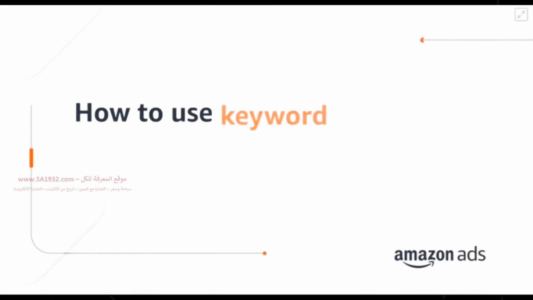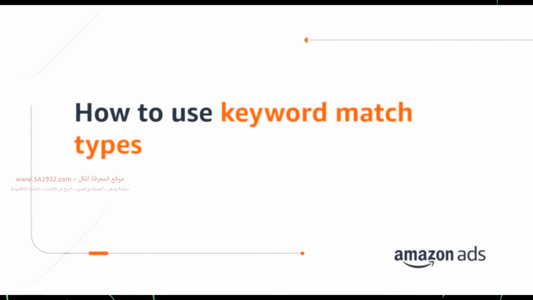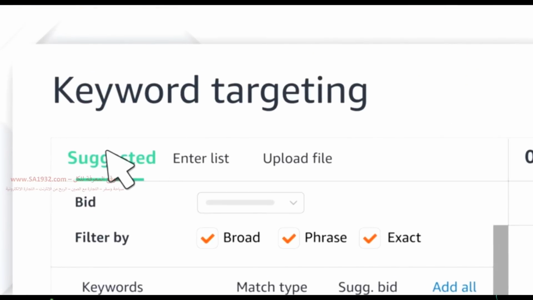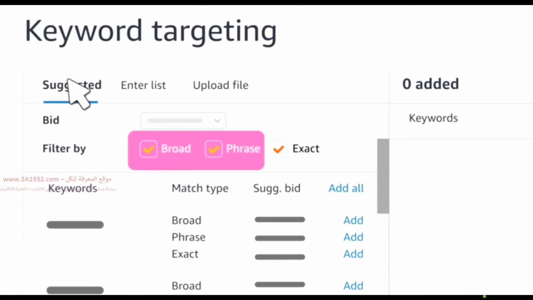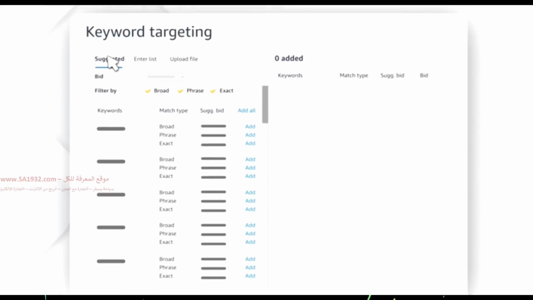Keyword match types help you control where your ads appear. There are 3 ways to set them in your campaigns. First, you can use Amazon's suggested keywords. By default, each one includes the 3 match types to choose from: broad, phrase, and exact. Add whichever match types you'd like to your targeting.